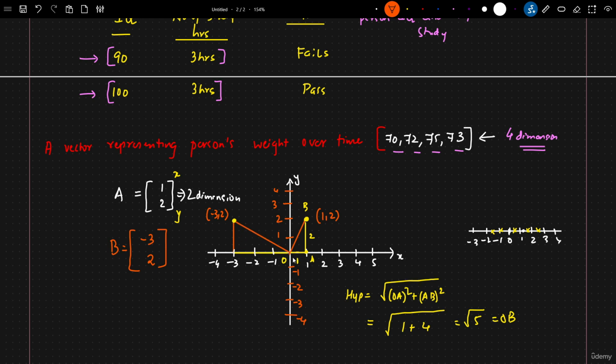And this can be defined as OB, right? And we can also calculate the hypotenuse. And this is the direction of this vector. Now, these are some very important things.